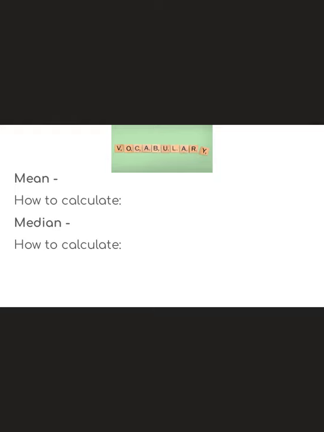First, we're going to start off with some vocab. A measure of central tendency is just one number trying to describe an entire set of data using the middle or a central value. The most common one that we use is the mean, or the average. We calculate that by adding together all the values and then dividing by the total number of values.